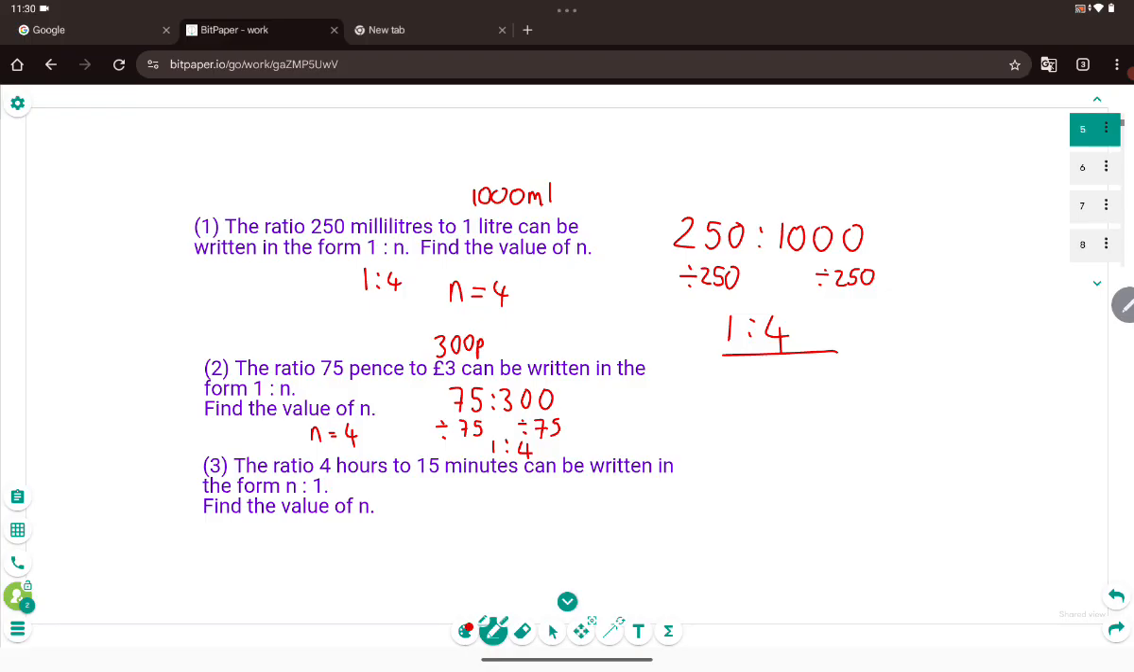4 hours to 15 minutes. 4 hours. So 1 hour, 60 minutes. 60 times 4 is 240. We want 1 on the right hand side. 15 divided by 15 is 1. 240 divided by 15 is 16. So 16 to 1. And we've got n is 16 here.